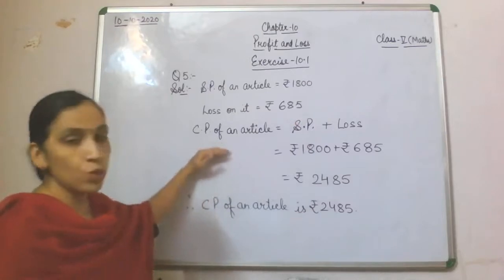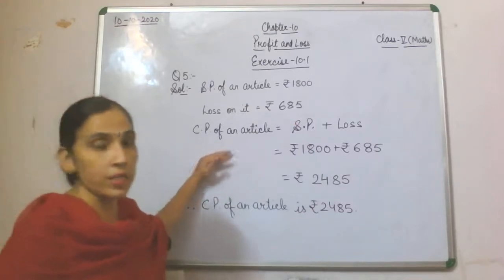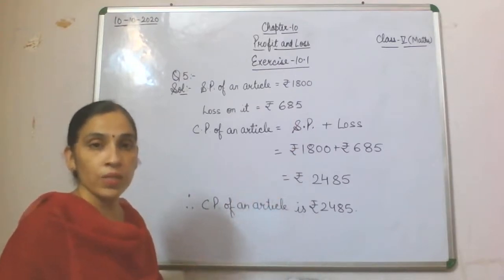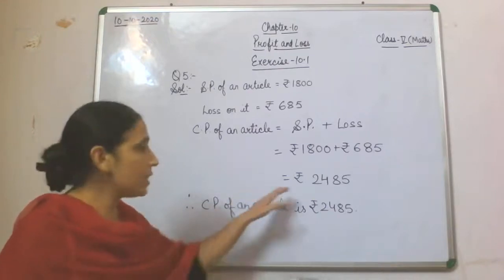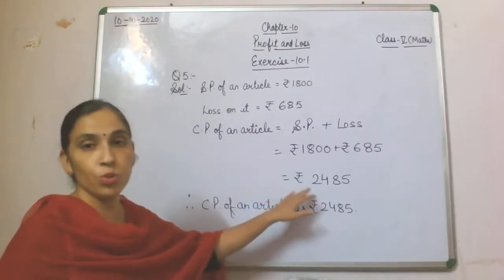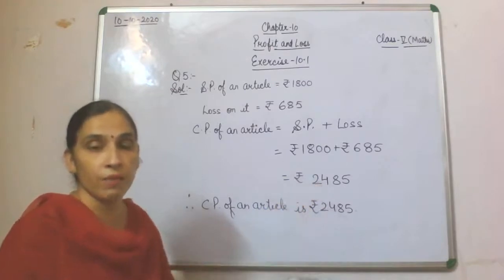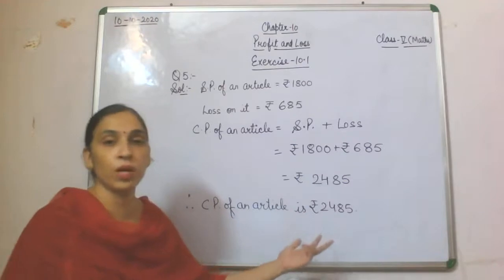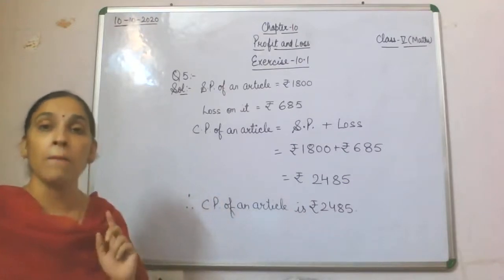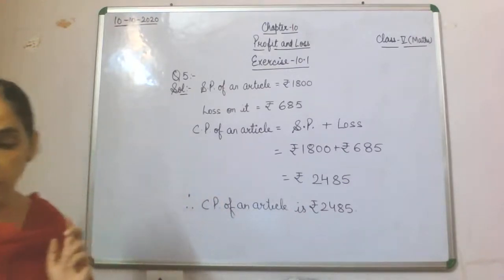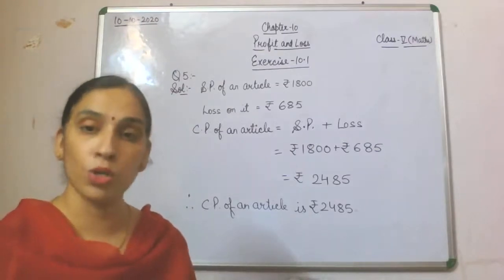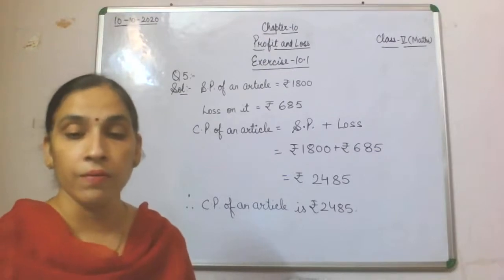So you are supposed to find out the cost price of an article, that is selling price plus loss. So you will write rupees 1,800 plus rupees 685. Do the addition, then you will get the answer rupees 2,485. It means cost price of that particular article is rupees 2,485, but it was sold for rupees 1,800. That's why you will be getting a loss of rupees 685.